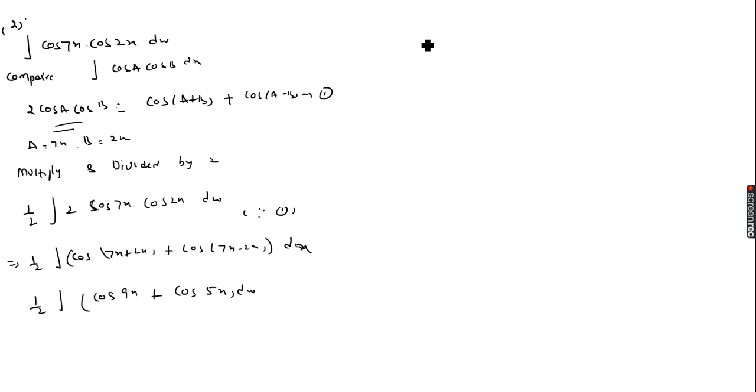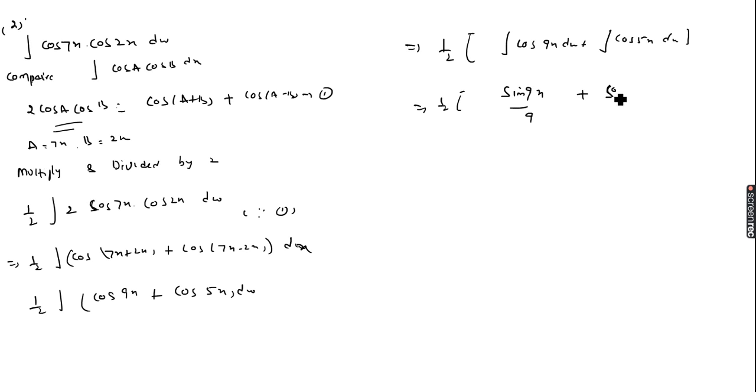Do the integration separately. We get 1 by 2 into the integration of cos 9x dx plus the integration of cos 5x dx. So 1 by 2 into sin 9x by 9 plus sin 5x by 5 plus c. So finally we get sin 9x by 18 plus sin 5x by 10 plus c.